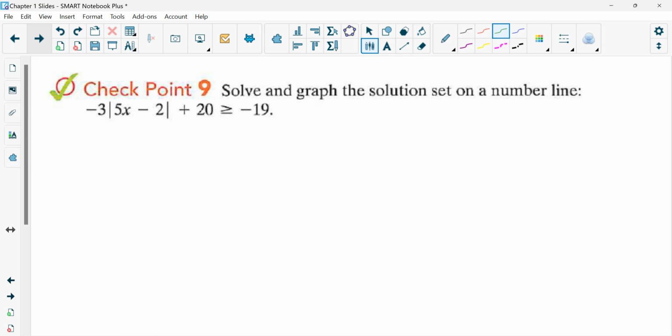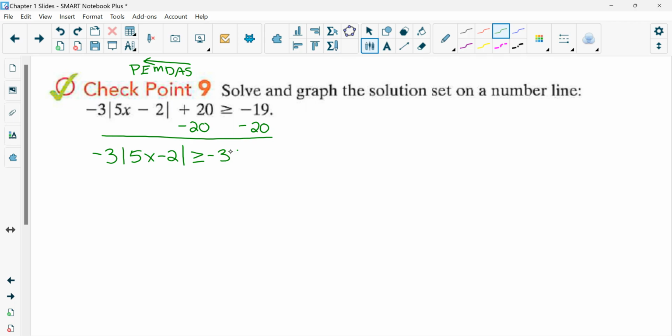So again, first step is to isolate that absolute value. So we're doing PEMDAS backwards here. So I undo the addition subtraction first. So this plus 20, I got to undo that first by subtracting 20. So I get negative 39 on the right side.